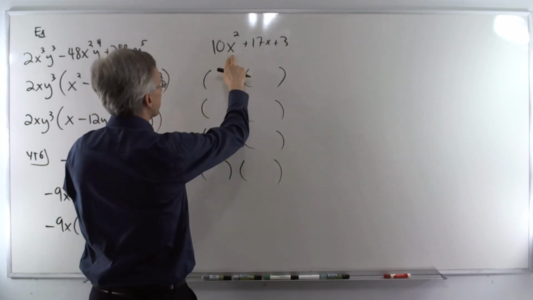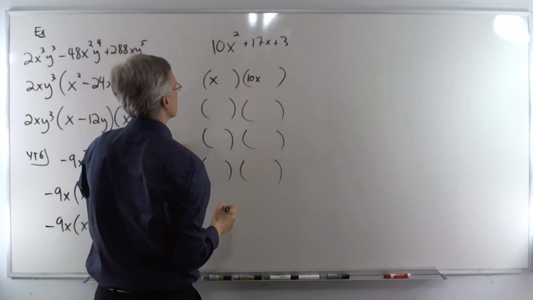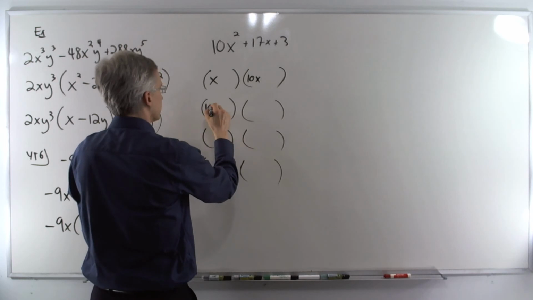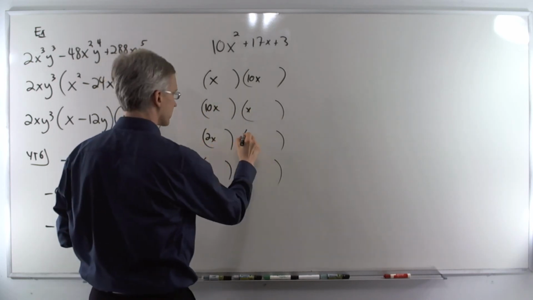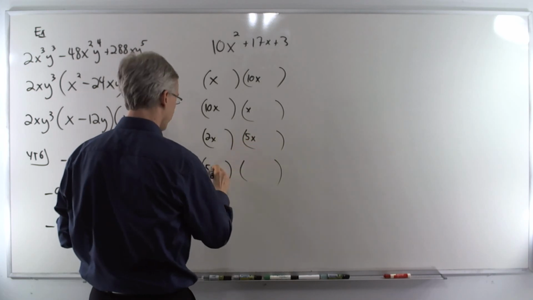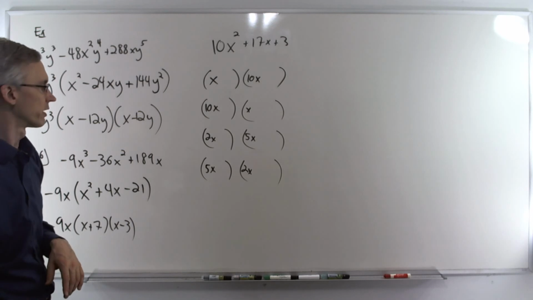How many different ways can we come up with 10x squared? Well, we could have an x here and a 10x here, or we could reverse them, 10x and x here. And then we could do 2x and 5x, or 5x and 2x. There's all the configurations of those.